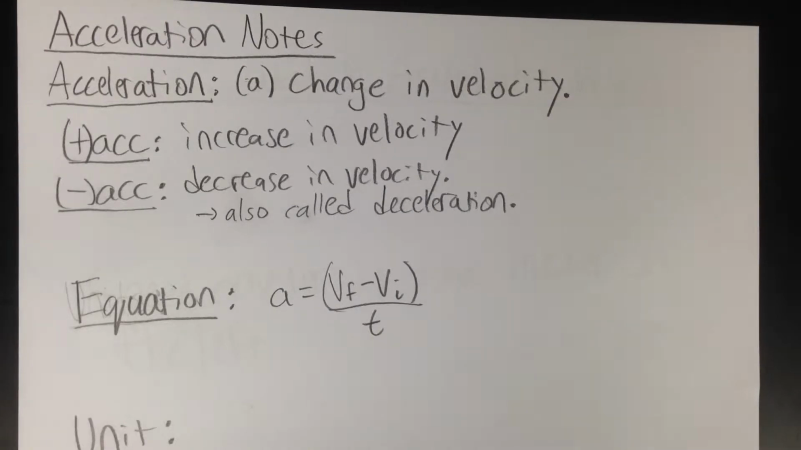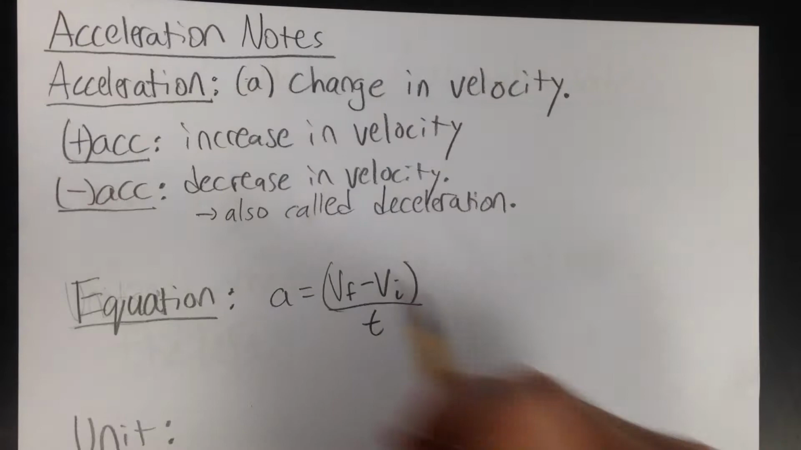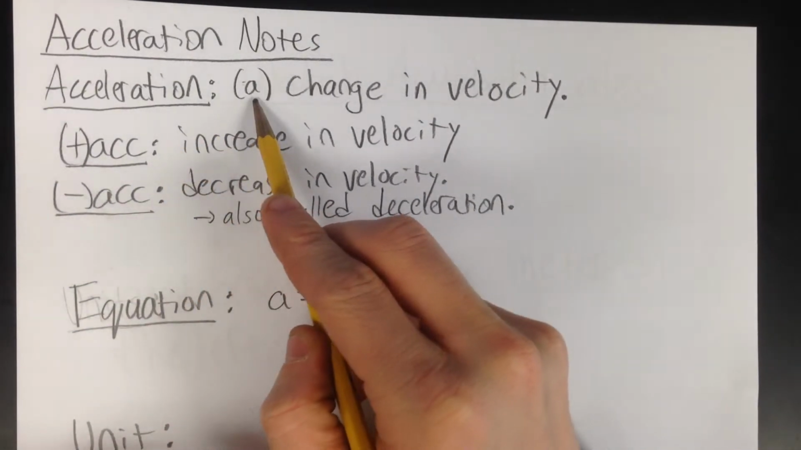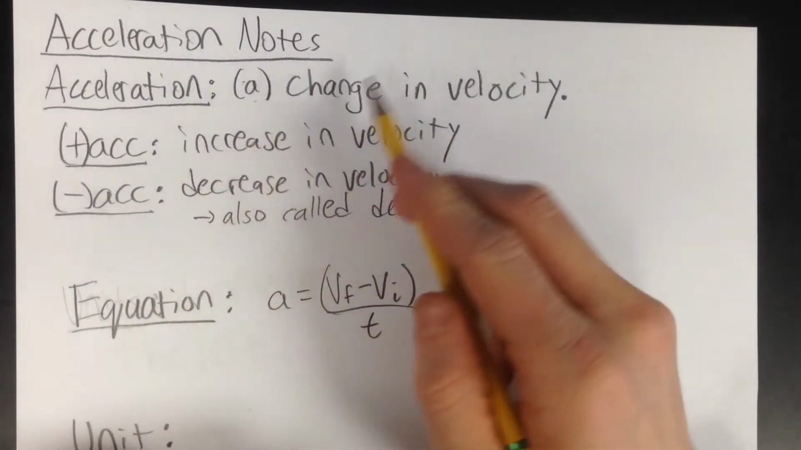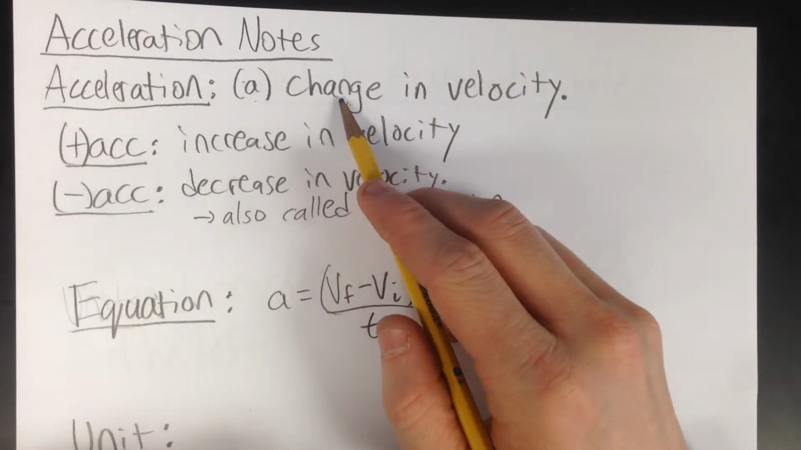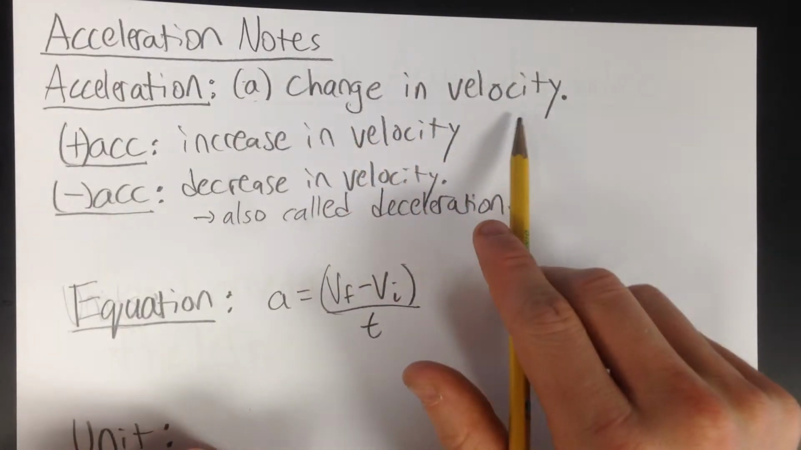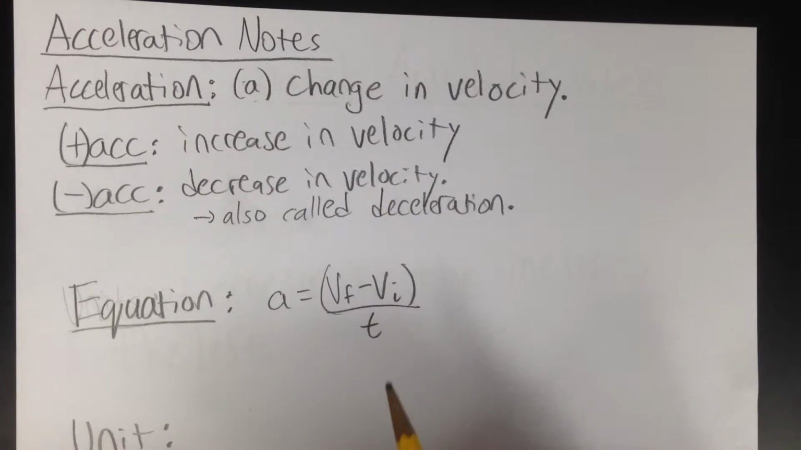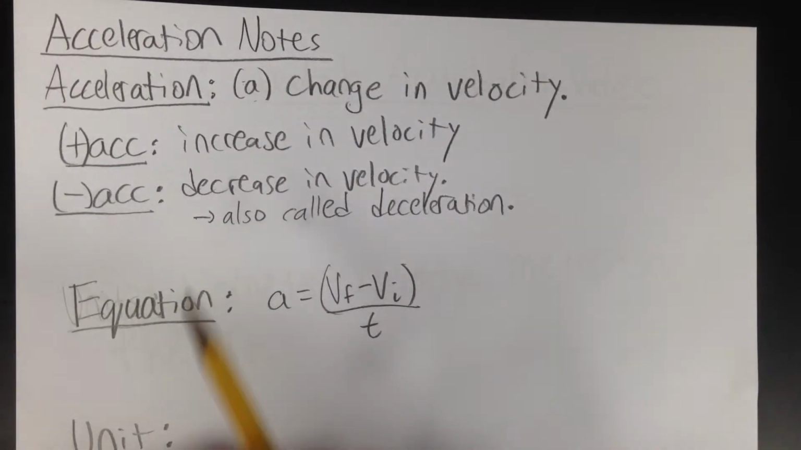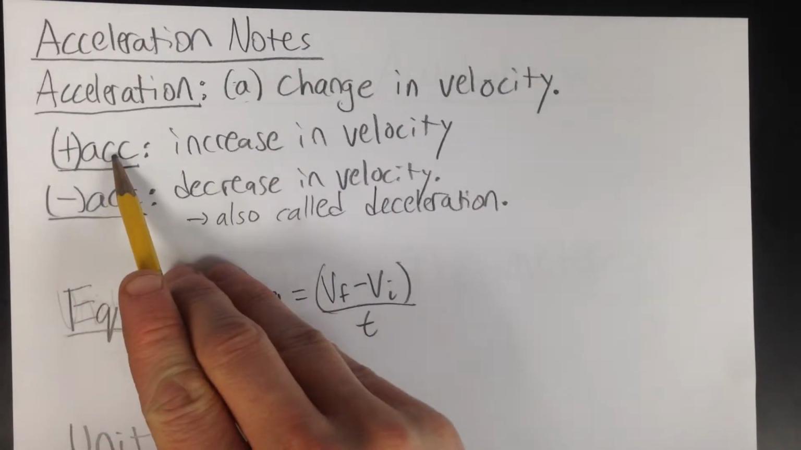Let's just get into the definition of acceleration to start. Acceleration is represented by the lowercase a, and any time an object changes velocities, it's accelerating. It's just simply a word to say changing velocity. And there's two kinds of acceleration.